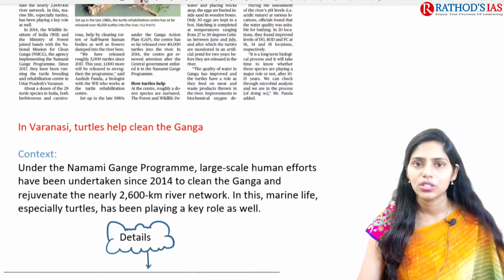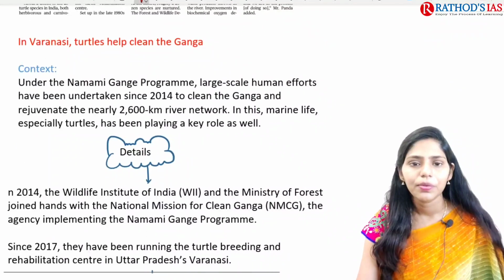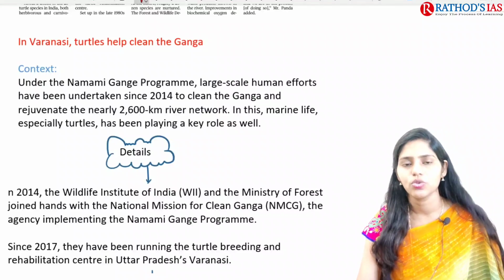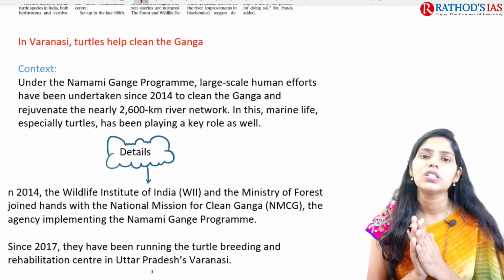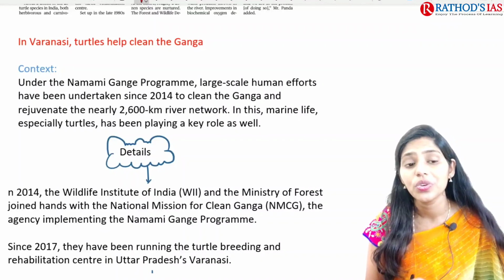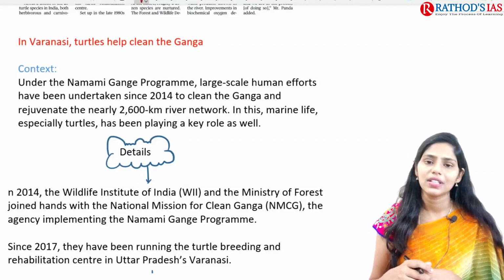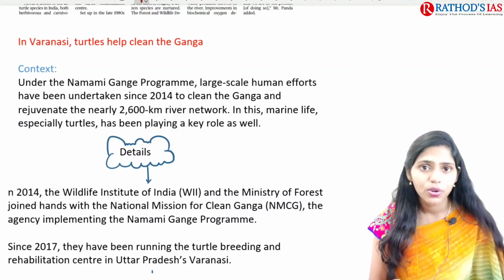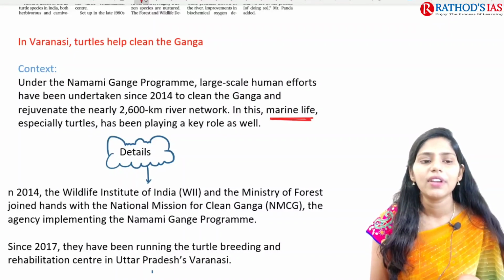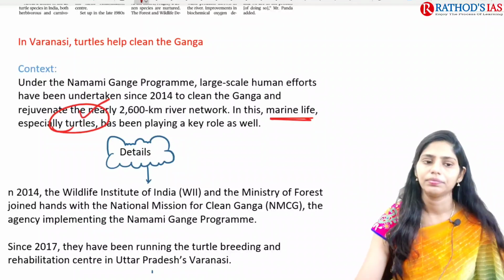And now let's try to see this topic. What exactly does this article want to say? Under this Namami Gange program, large scale human efforts have been undertaken since 2014. Since 2014 onwards, the government is focusing on cleaning the river Ganga and wants to rejuvenate it. This river Ganga is about a 2600 kilometer river network. Now in this project we are also using marine life, especially turtles.